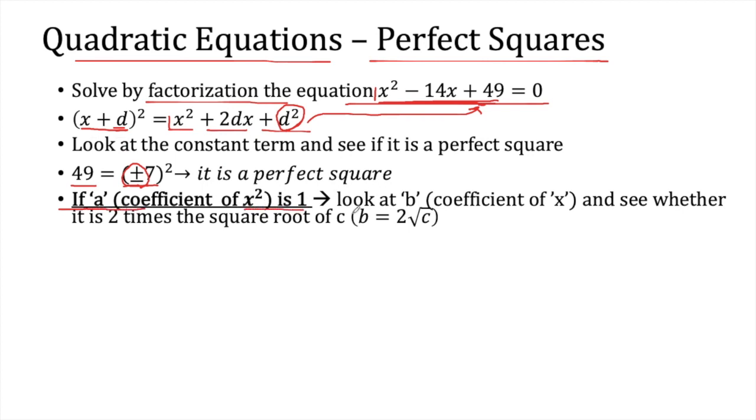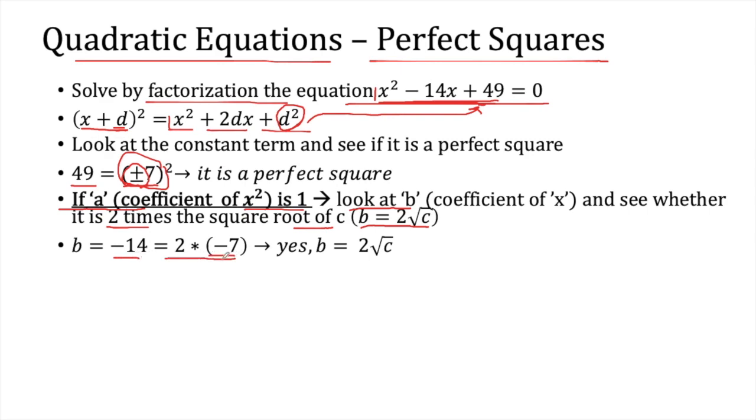In this step, if b is the coefficient of x, we must see whether b is 2 times the square root of c. In other words, in a more algebraic form, b is equal to 2 root c. And this root c is just this number that we got here. So in our case, root c is positive or negative 7. And we see that b is equal to negative 14, which is equal to 2 times negative 7. Negative 7, not positive 7.